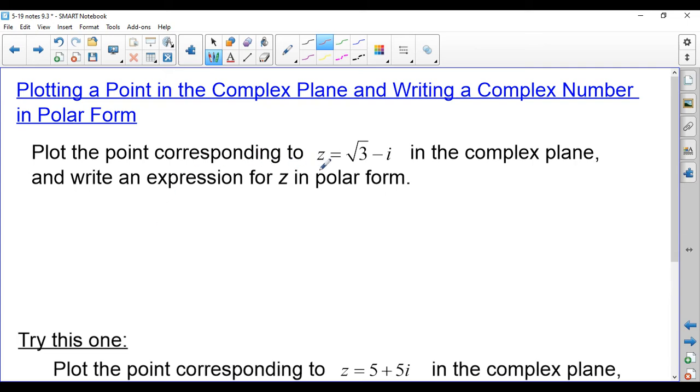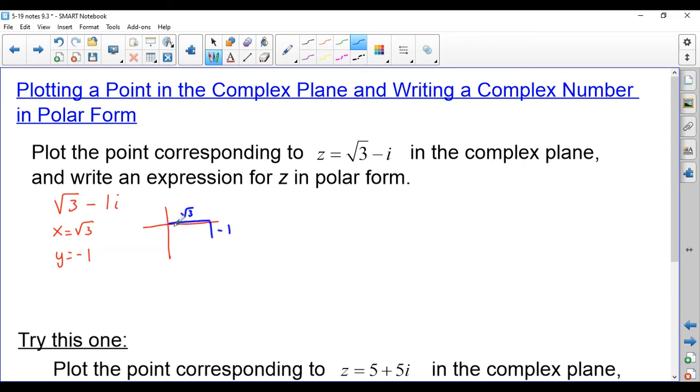I'm going to plot the point z equals square root of 3 minus i. If I have square root of 3 minus i, that's minus 1i. So this is the point where the x coordinate is square root of 3 and the y coordinate is negative 1, because this is x plus yi. So I'm going to plot the point where x is square root of 3 and y is negative 1. I go over square root of 3 and I go down 1.